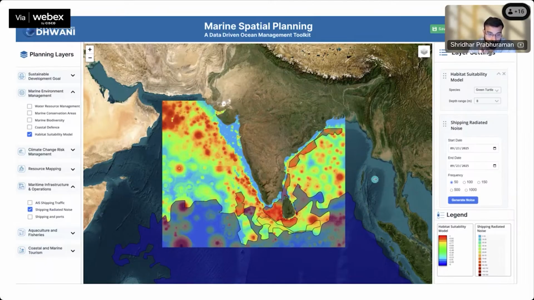Now, from the noise map that we essentially have, we then overlay that with the acoustic habitat map. Again, this is something that we generated using a Maxent model that performs the habitat suitability mapping. Let's say for green turtles, which mostly have a habitat near the coastal regions, we can see that there is a significant overlap between some of the areas where there's increased shipping, as well as the areas where the green turtles can be found, or a habitat where the green turtles can be found.